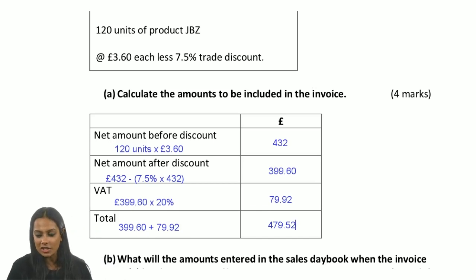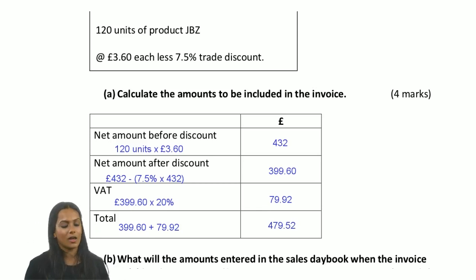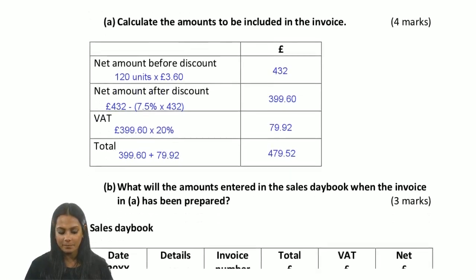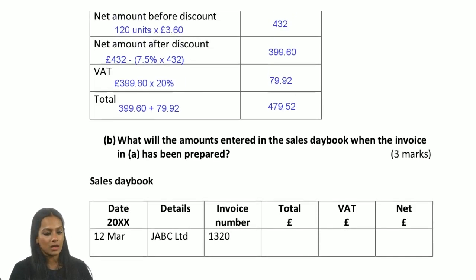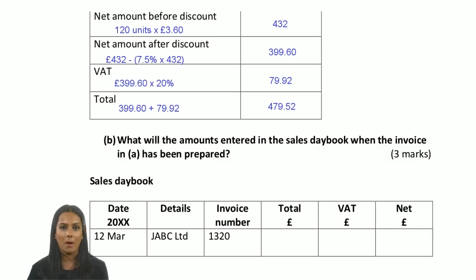Okay, so ladies and gentlemen, that is part A of the exercise. Let's move on to part B. It says, what will be the amount entered in the sales day book when the invoice in A has been prepared? So you have to use your answer from part A and enter the answers for part B. If your answers to part A are wrong, but you've entered the correct amount in the relevant spaces, then you can still get full marks in part B.